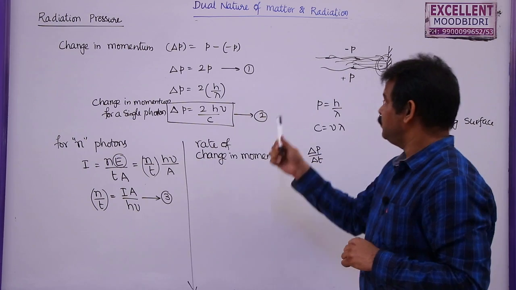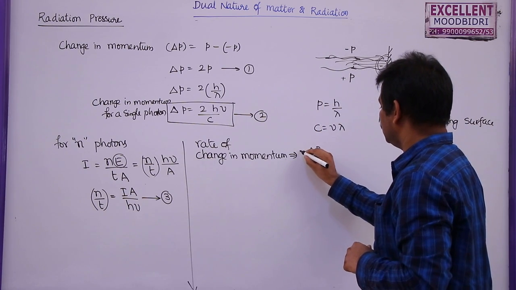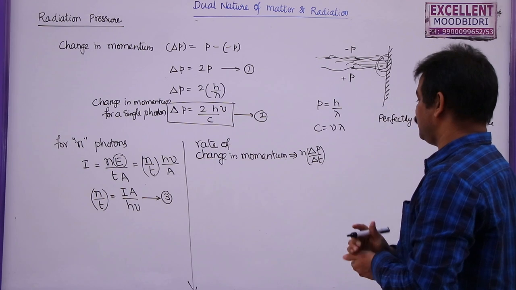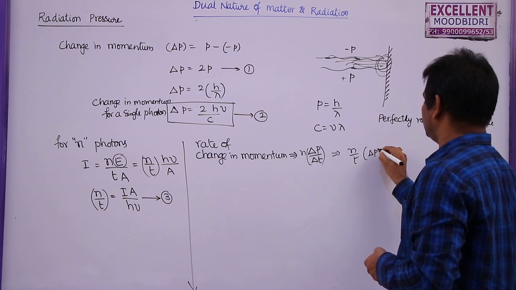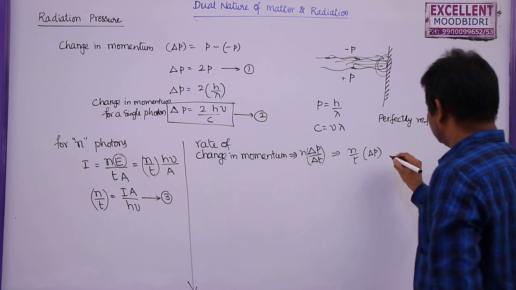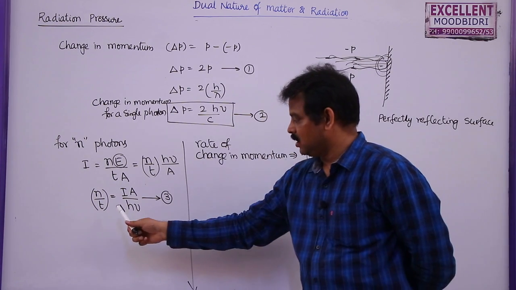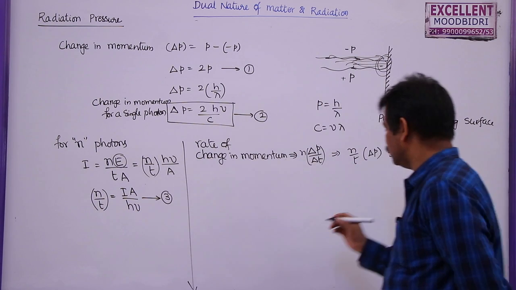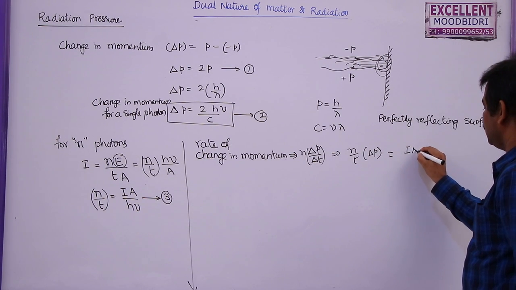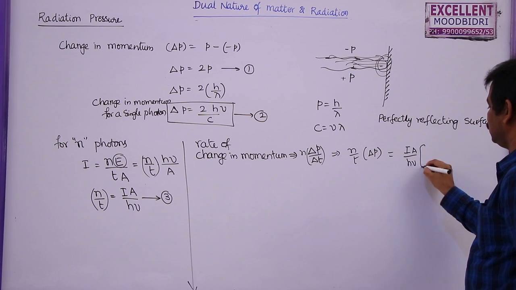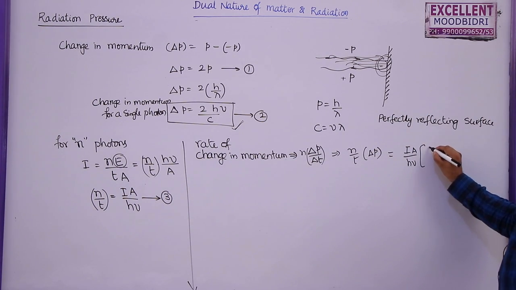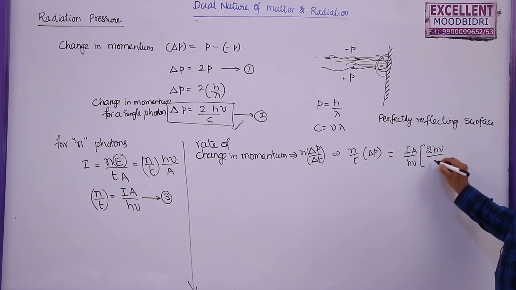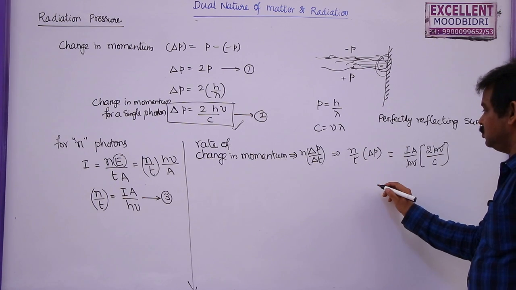This is for one photon. If there are n photons, this can be written as n times delta P by delta t, or simply n by t times the change in momentum. What is n by t? n by t is nothing but Ia by h nu. So I am going to write Ia by h nu times the change in momentum for a perfectly reflecting surface, which is 2 h nu by c. You can cancel h nu and h nu.